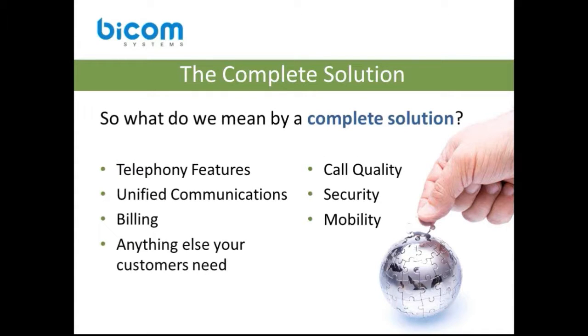We have a few elements here. Telephony features, unified communications, billing, call quality, security, mobility, and also anything else that your customer needs. With telephony features, there's the list that we're all aware of, IVR, queues, but it's very often the end of that thin tail that makes the difference, something that could be obscure. We had an example with a partner we worked with where their end-user customer needed the national anthem played at 11 a.m. over the speakers of all of their phones.